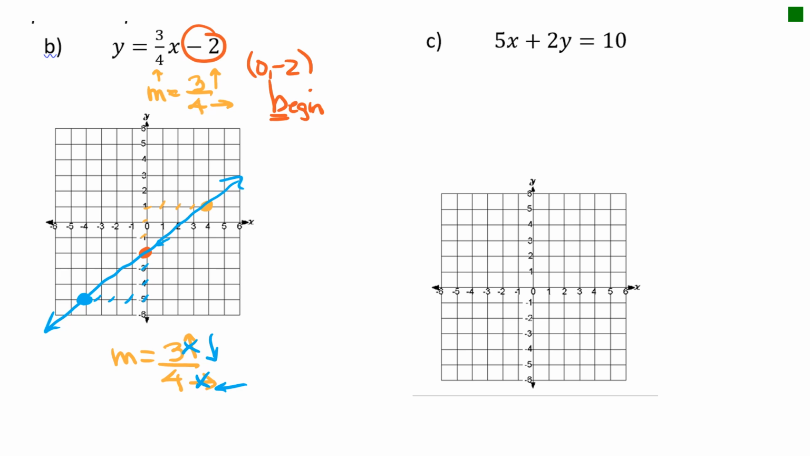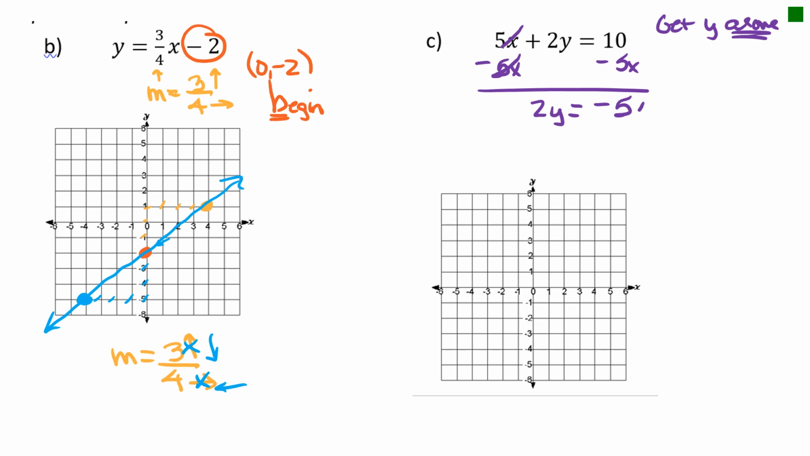What is wrong with C? Oh my gosh, it's not in slope-intercept form. So you have to get the y alone. So we're going to subtract 5x from both sides. 5x minus 5x leaves me with 2y. Remember, sneak the negative 5x in front. And then we're going to divide by 2. So I'm going to have y equals negative 5 halves x plus 5.